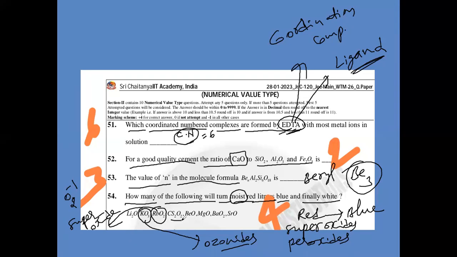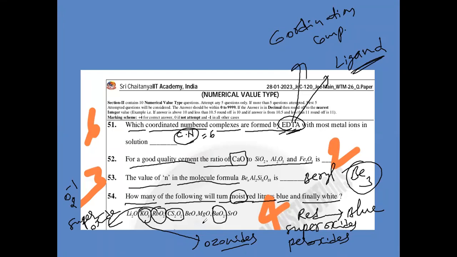And cesium peroxide is one, Cs2O2, like Na2O2. Is it superoxide or peroxide? It is peroxide. So cesium peroxide, rubidium superoxide, potassium ozonide. And next, barium peroxide, BaO2, is here. So barium peroxide, cesium peroxide, rubidium superoxide, and potassium ozonide: these all will convert the moist red litmus paper into blue and finally into white.